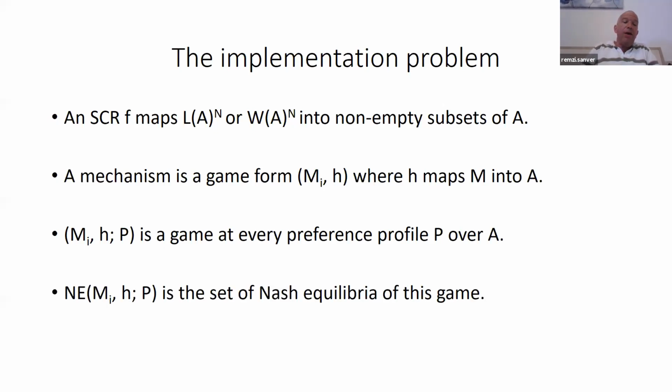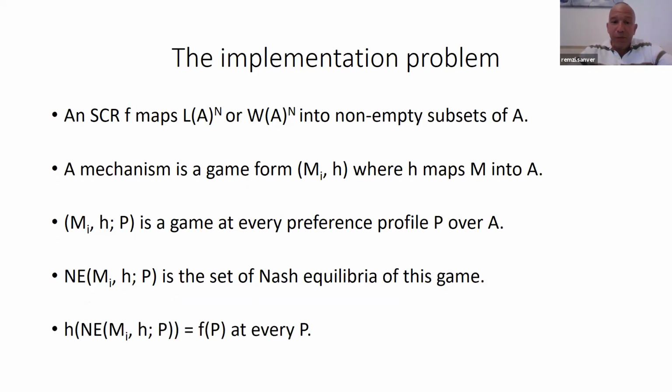And NE of that game is the set of Nash equilibria of this game. Of course, there is no a priori reason that there is a Nash equilibrium, but this game may have Nash equilibria. So this set NE contains the Nash equilibrium profiles. So these are the profiles of colors, blue, blue, blue, for example, of this game. And of course, when I map these Nash equilibria with H to the outcomes, I have a set of Nash equilibrium outcomes of the game.